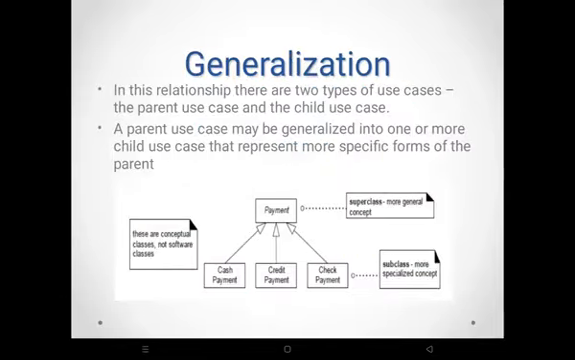The third relationship is the generalization relationship. In this relationship there are two types of use cases. One is the parent use case, another one is the child use case. In this example, payment is the parent use case, right? Cash payment is a child use case, credit payment is a child use case, check payment is a child use case. Usually the parent use case is a more generalized concept, and the child use case is a more specialized concept. So payment is the more general concept, and cash payment, credit payment, check payment are the more specialized concepts.